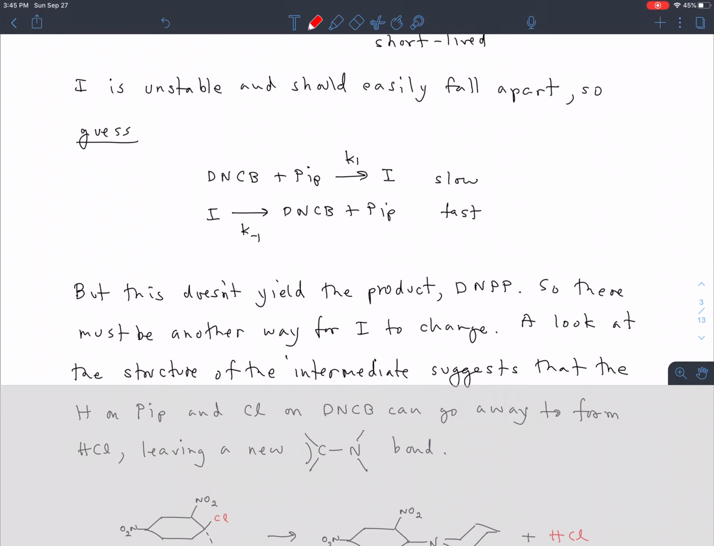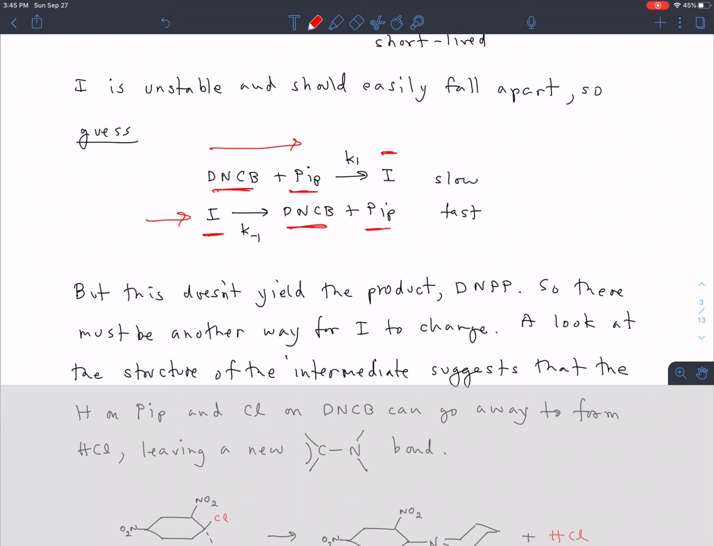What are the possible ways in which it can decay away? Well, one way is that it just goes backwards, right? This reaction between DNCB and piperidine forms the intermediate. The intermediate can just break back down and form DNCB and piperidine.